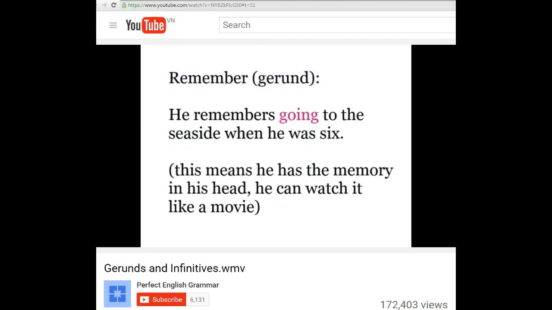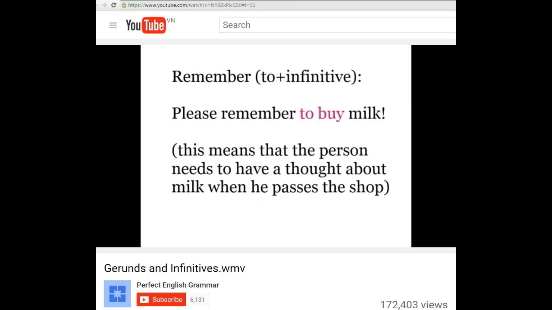For example, remember plus gerund. He remembers going to the seaside when he was 6. This means he has the memory in his head. He can watch it like a movie. On the other hand, remember to plus infinitive. Please remember to buy milk. This means that the person needs to have a thought about milk when he passes the shop.